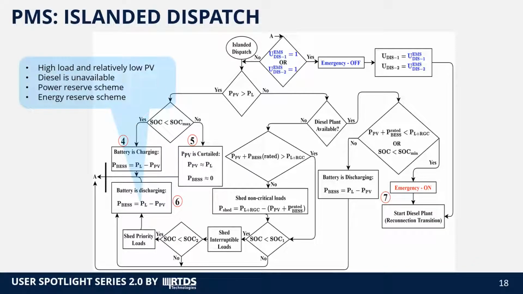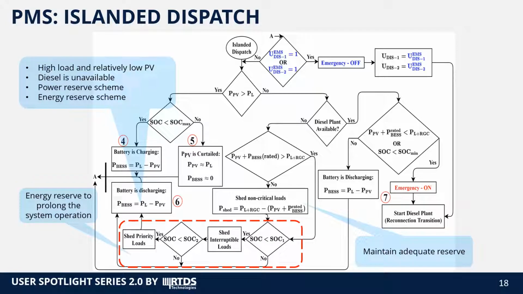Whereas if we had a high load and relatively low PV and the diesel in this case is unavailable, then a power reserve scheme is applied to maintain an adequate reserve and to shed non-critical loads. And also an energy reserve scheme can be applied to prolong the system operation, in which when the SOC falls below a certain threshold, a set of loads can be interrupted.